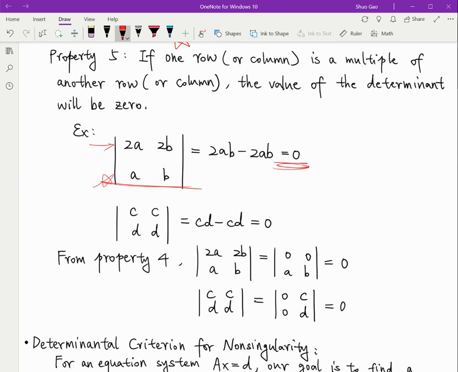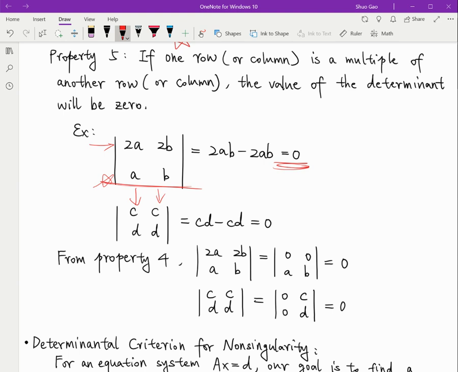To reflect this kind of linear dependence of the rows. Right. So the second case, if the two columns are exactly the same, right? C, C, D, D. The first column is C and D. Second column is also C and D. So the two columns are exactly the same.